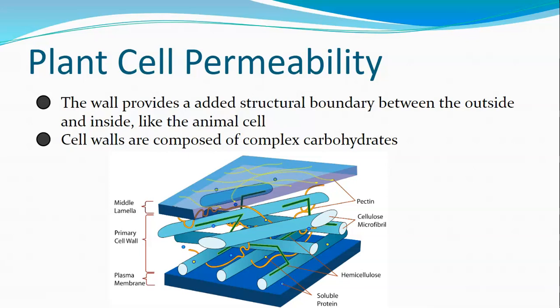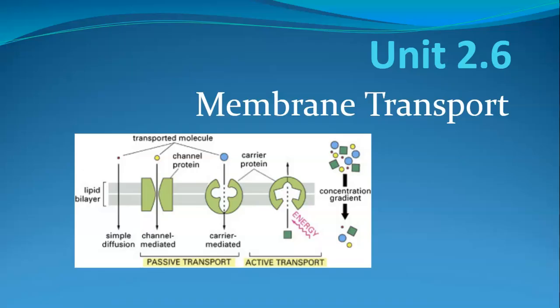If you think about plants, they have an additional cell wall, so they have an additional hurdle to come through. And so they have a structural boundary similar to animal cells, but things can move through that as well.